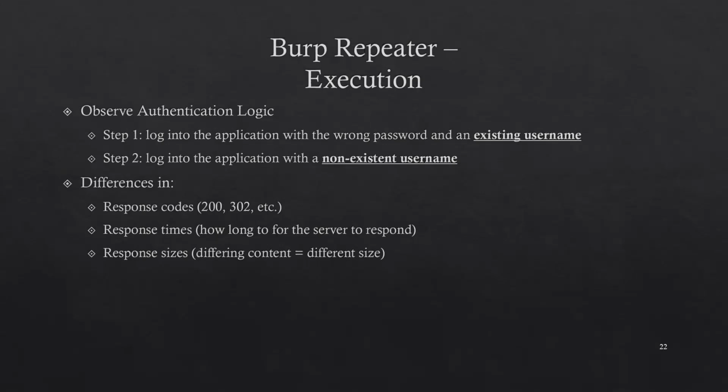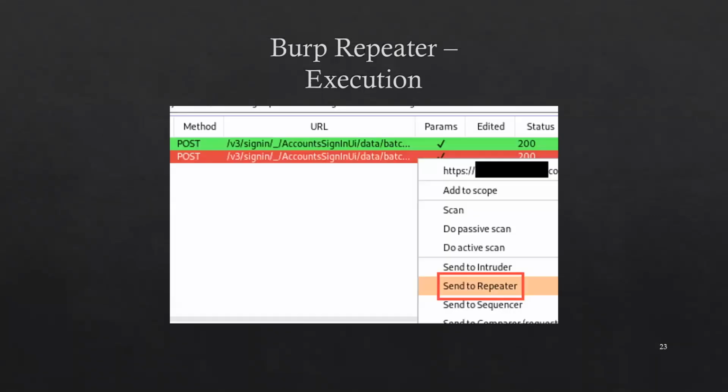And you might think, well, it's just not going to log me in. Well, the beautiful thing about web applications is they're individual, unique little snowflakes. They all handle things a little bit differently, and they can give you a lot of information based on how they handle stuff. So we're looking at differences in response codes, response times, and response sizes. So how do you do this inside of Burp?